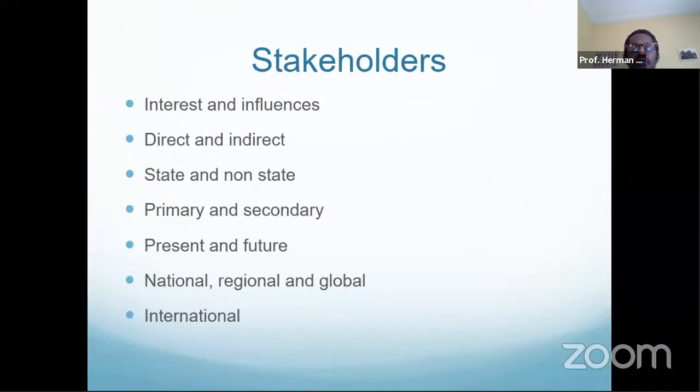Now, another issue that you find, and I think this is important to note, although it is general here, is that you have a multitude, a very long list of stakeholders. Some are direct, some are indirect, some are state, some are non-state, some are primary, others are secondary. Some look into the future, for some the time preference is present. You have national, regional, and global, international. These have different interests and different influences. And needless to mention, that's where the issue of trade-offs comes in, that you have interests, influences, and expectations from multiple stakeholders.